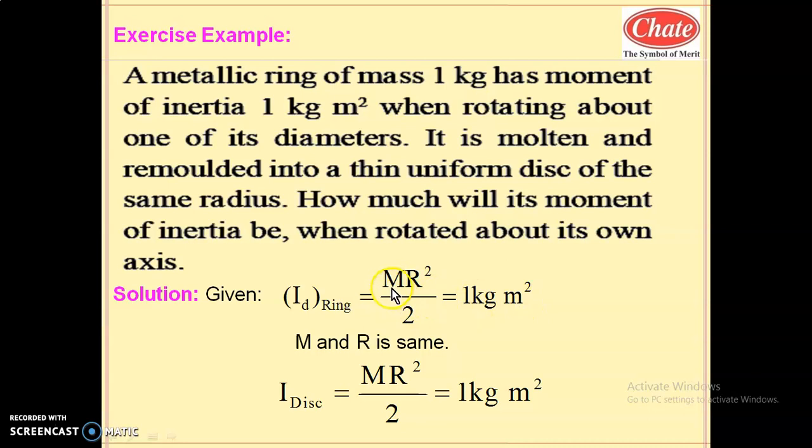Here this ring is melted and molded into the disc such that its mass and radius are the same. So the moment of inertia of the disc about an axis passing through the center and perpendicular to the plane we have to calculate. That is again mr square by 2. So what is the value of mr square by 2? So mr square by 2 calculation is 1 kg meter square. Here also mr square by 2. But here this is for the ring, this is for the disc. Mass and radius are the same, means if the value of this calculation is 1 kg meter square, the value of this calculation also remains the same, that is 1 kg meter square.